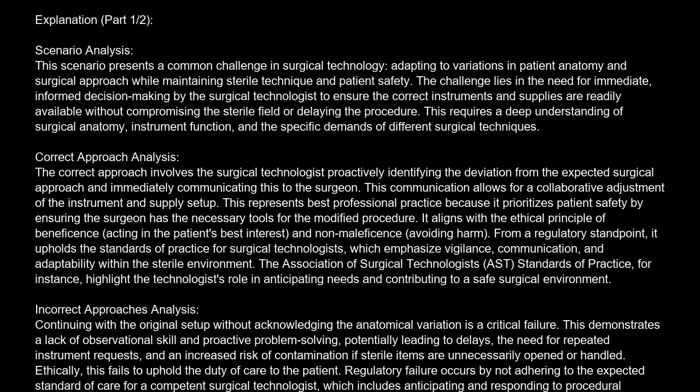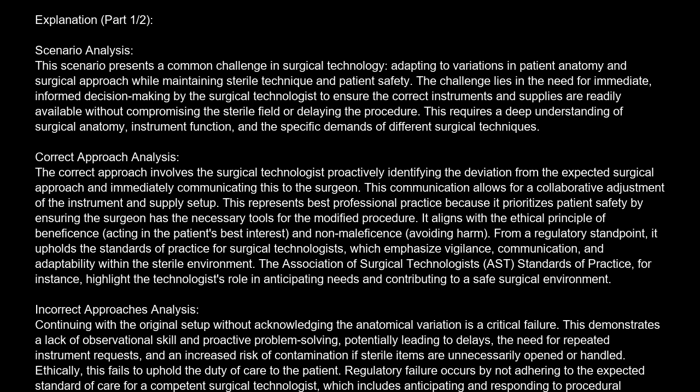The correct answer is D. Proactively communicate the observed anatomical variation to the surgeon and anticipate the need for different instruments and supplies based on the modified approach. Explanation. Scenario analysis. This scenario presents a common challenge in surgical technology, adapting to variations in patient anatomy and surgical approach while maintaining sterile technique and patient safety.